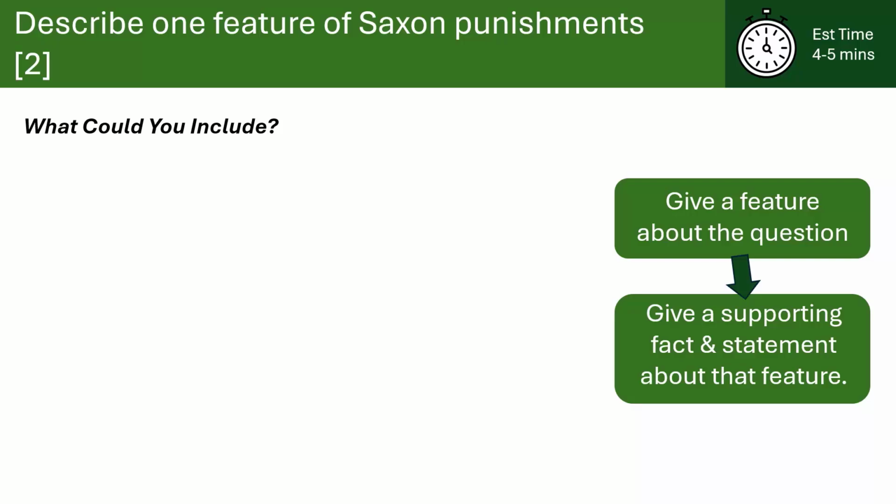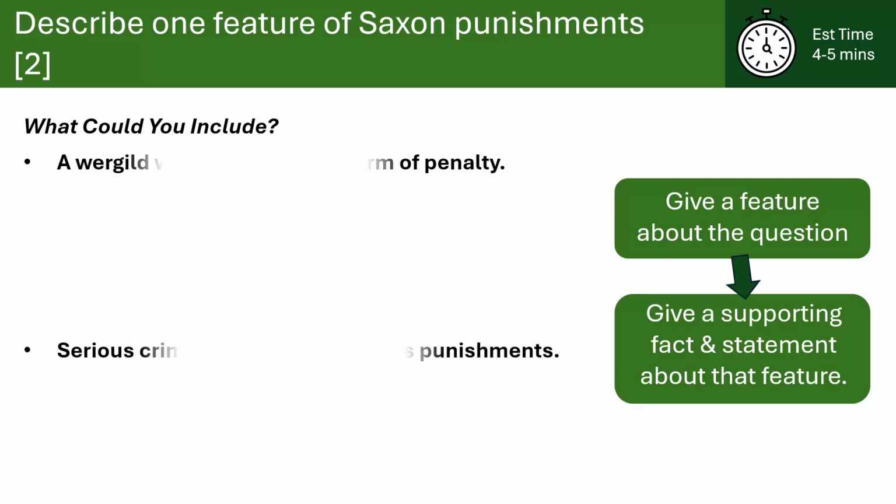So what are you going to include in an answer on Saxon punishments? Because there are some very distinctive Saxon punishments that we could talk about. Well, let's have a think. You could talk about the weregild. Now, if you mentioned the weregild, you could start that as a type of penalty. We know that was a very distinctive Saxon punishment that didn't really carry over into the Norman time. So you could talk about that. You could also talk about serious crimes attracted very serious punishments, and you could give examples of those, for example.